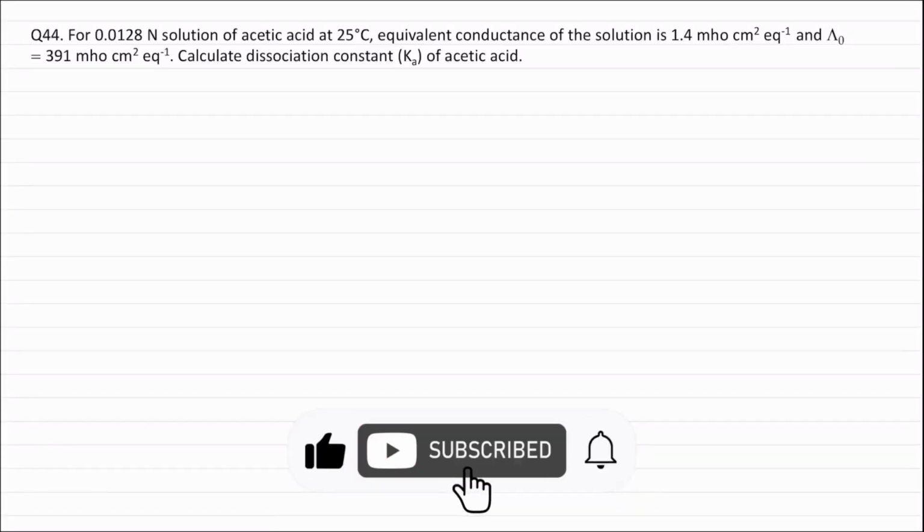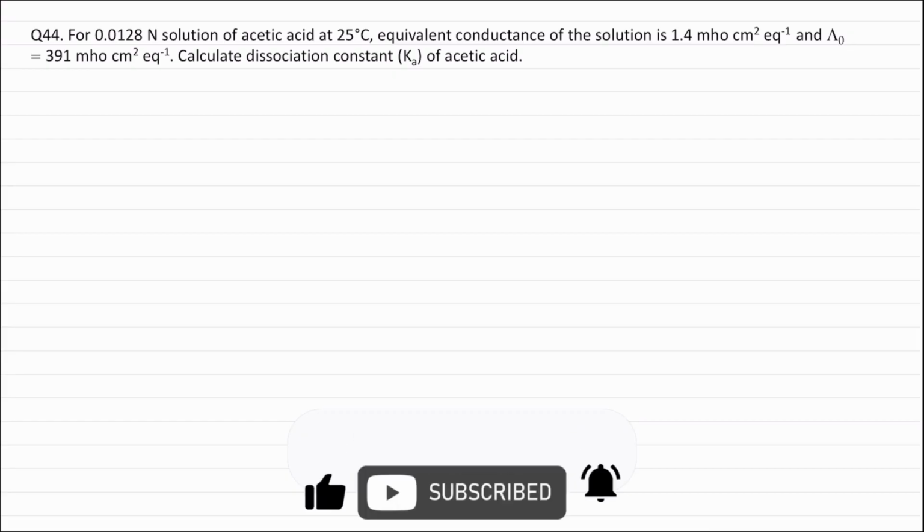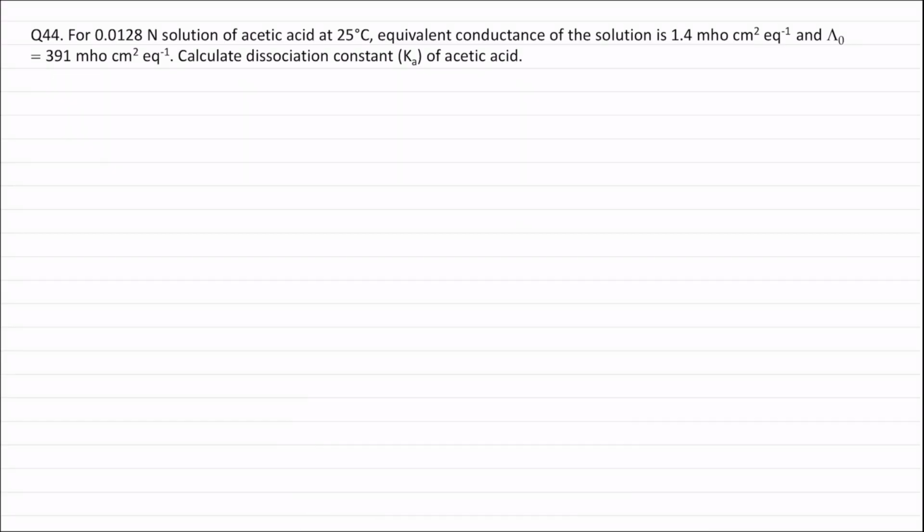Question 44. For 0.0128 N solution of acetic acid at 25 degrees centigrade, equivalent conductance of the solution is 1.4 per ohm centimeter square per equivalent, and equivalent conductance at infinite dilution or limiting equivalent conductance is equal to 391 per ohm centimeter square per equivalent. Calculate dissociation constant Ka of acetic acid.